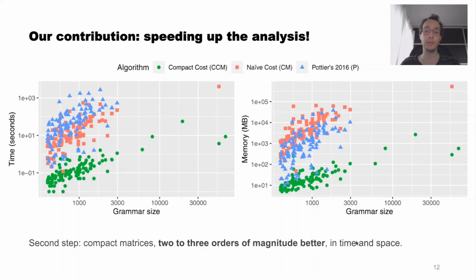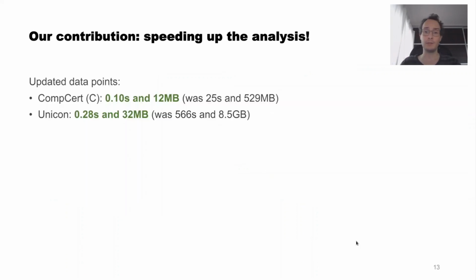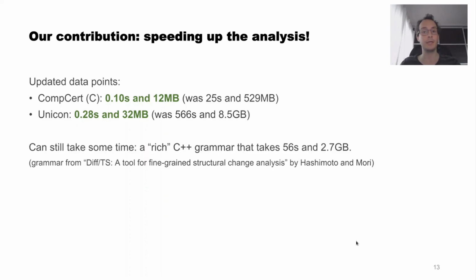Fortunately, it is also amenable to a lot of optimizations, and we introduce our final algorithm, the compact cost matrices. The green cloud is really low, both for time and memory. It beats the other algorithm by 2 to 3 orders of magnitude. To get an idea of the practical impact, here are the new figures for our reference grammars. Both are processed in a fraction of a second without using much memory. In our experience, it performed as well for most mainstream grammars: Java, JavaScript, C++.